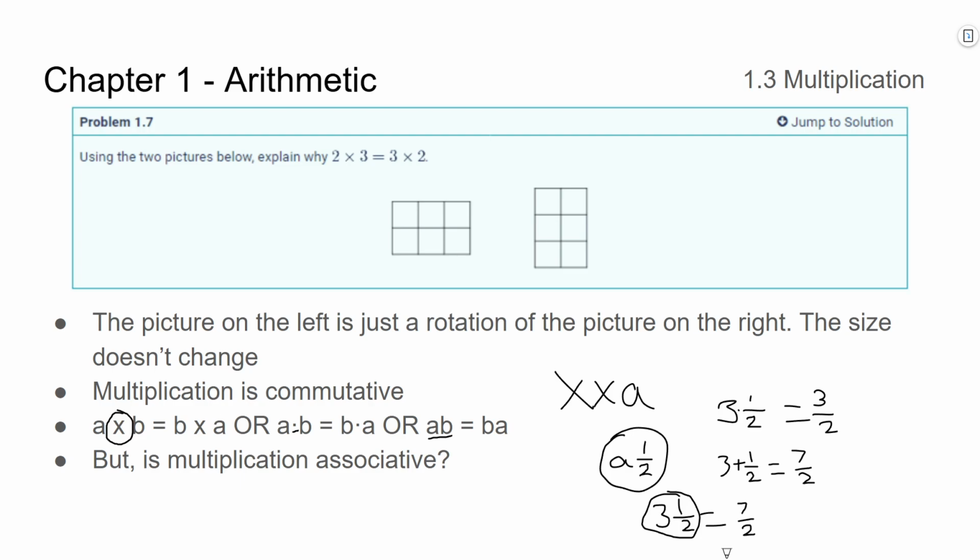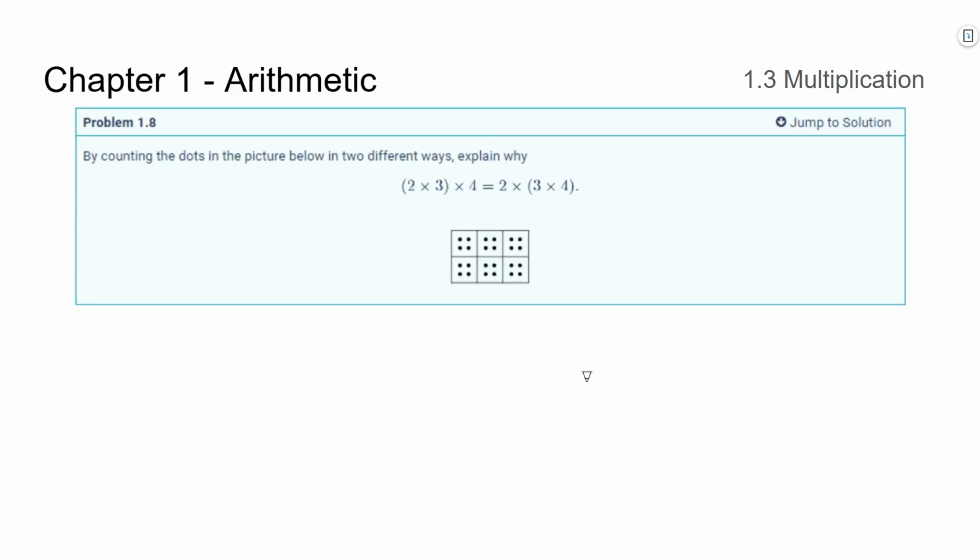So we know that multiplication is commutative, meaning we can change the order just like addition. But addition is also associative, which means you can change how you group them together. Is multiplication associative? That's what we'll explore in the next question here. So counting the dots in the picture, explain why 2 times 3 grouped together times 4 is equivalent to 2 times the grouping of 3 times 4.